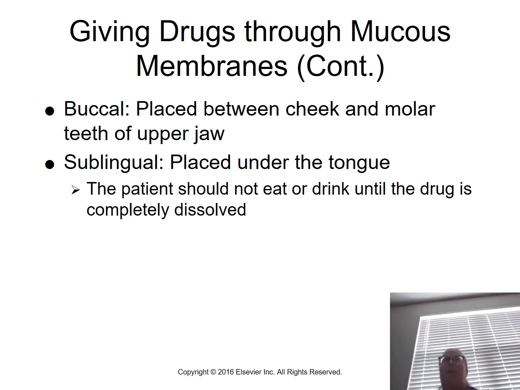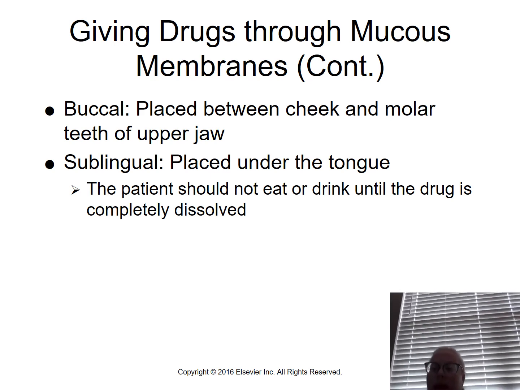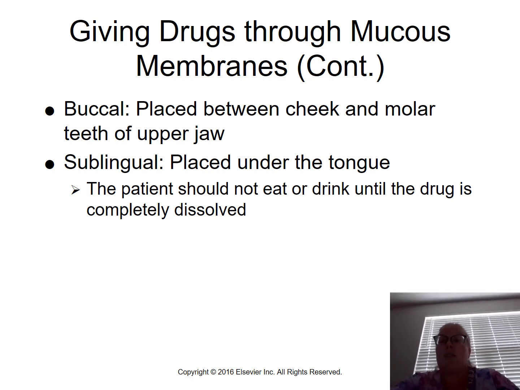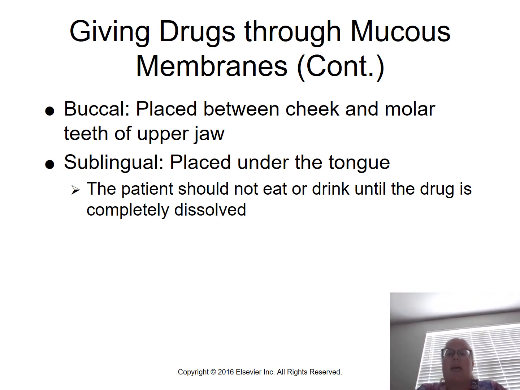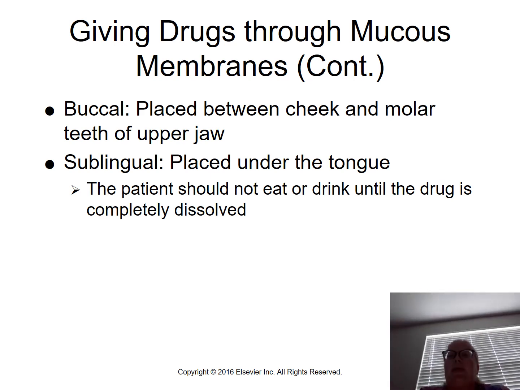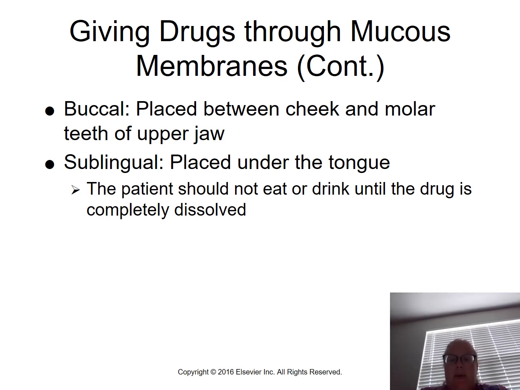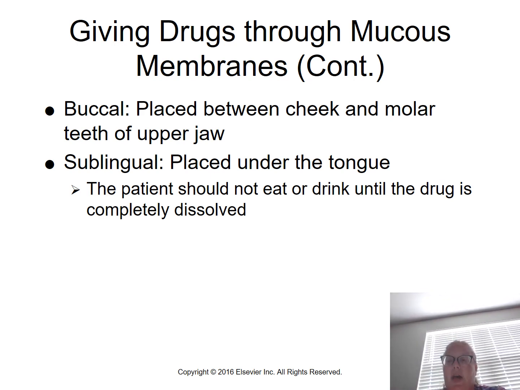Another common sublingual medication that's given is Zofran. It comes in a sublingual dissolvable form, and that's really nice for your patients who are experiencing nausea because it doesn't go all the way through the GI tract, obviously. It's absorbed through the mucous membranes, and it can work very quickly for that patient to help with their nausea.